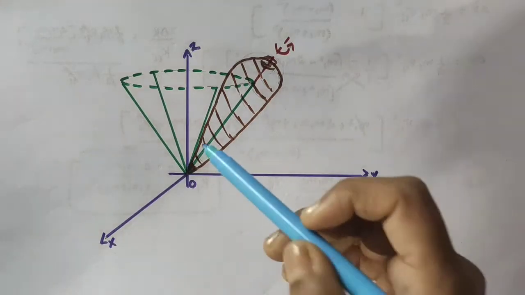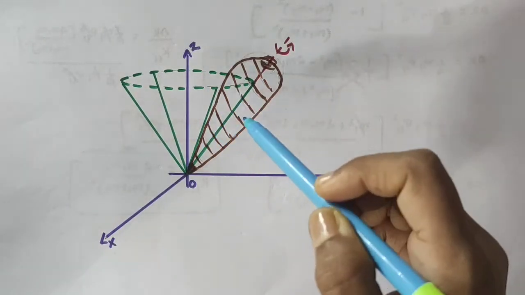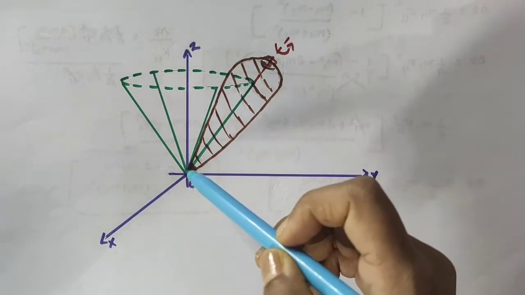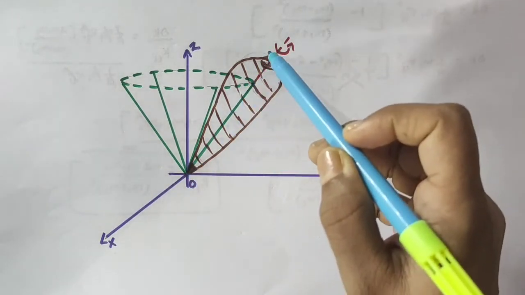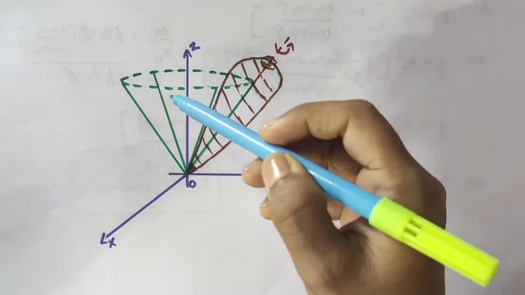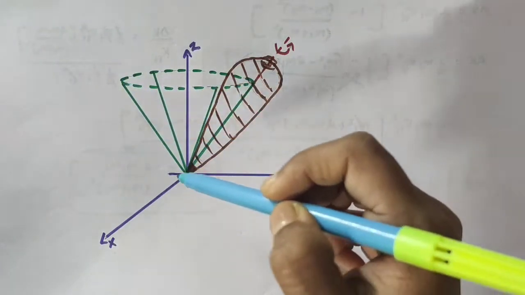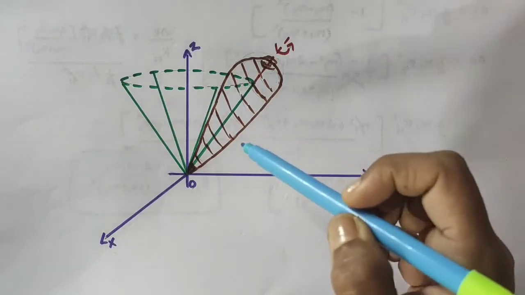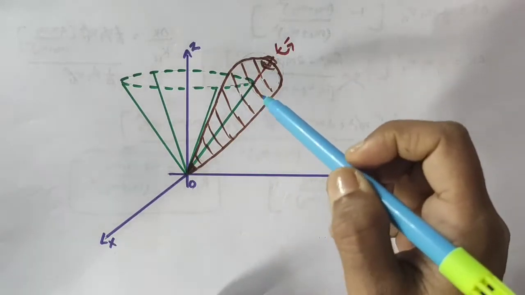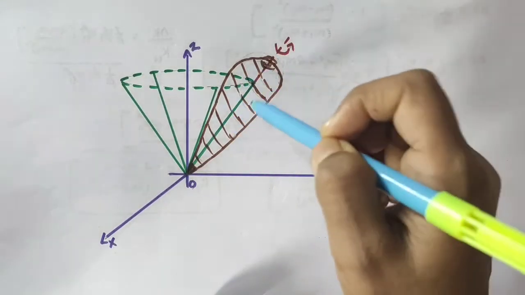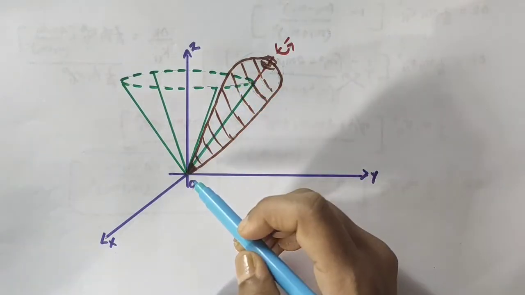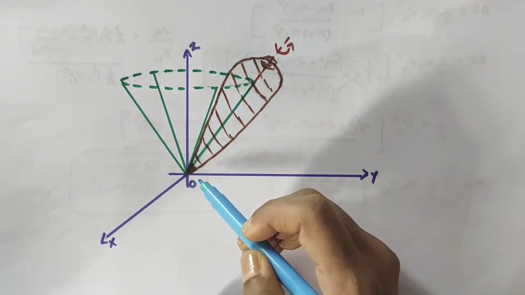But it doesn't have any translational motion, because whether its axis of rotation is here, or here, or here, at any instant the axis of rotation of this top passes through this point of contact O.